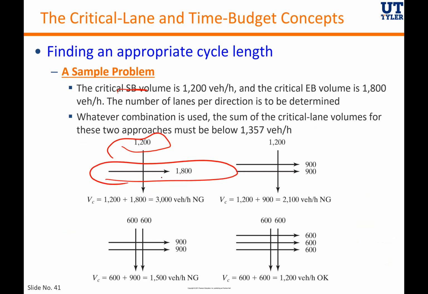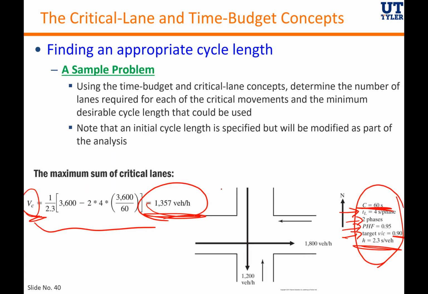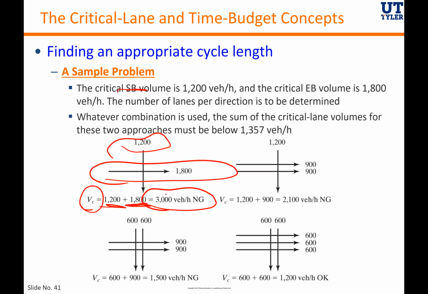So really here, if I have one lane per bound to handle this amount, that means the sum of critical volumes is 1200 plus 1800, and that's 3000 vehicles per hour, while we know that the maximum sum of critical lanes has to be 1357. That's why we start saying, how about we go to the worst bound, which is the 1800, the east-westbound, and say, I'm going to have two lanes. That means that the 1800 critical volume is going to be split, 900 each.